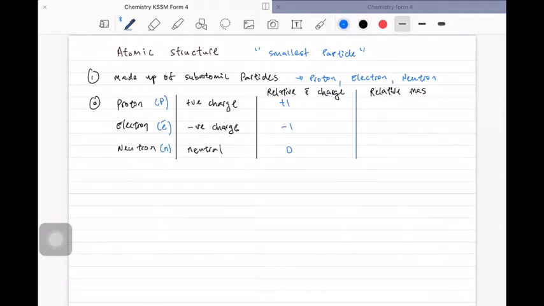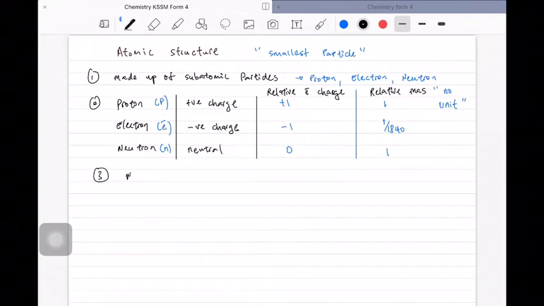For proton, electron, and neutron, the relative mass for proton is 1. The relative mass for electron is relatively small, which is 1 over 1840. And for neutron, it is 1. Okay, please bear in mind that for relative mass, there's no unit. Why? Because it is a ratio. We compare the mass of one substance to another substance, or one element to another element. So it is a ratio, therefore, it has no unit.